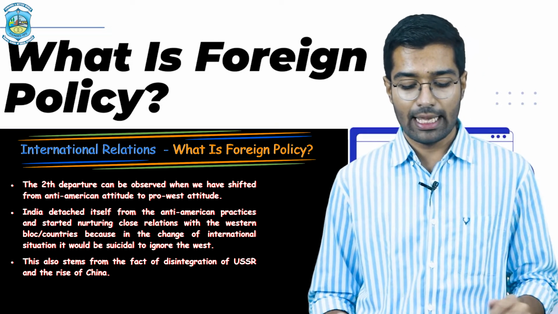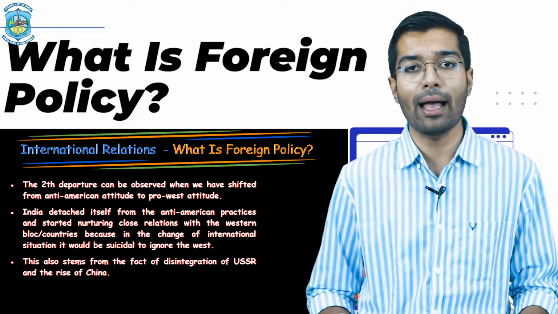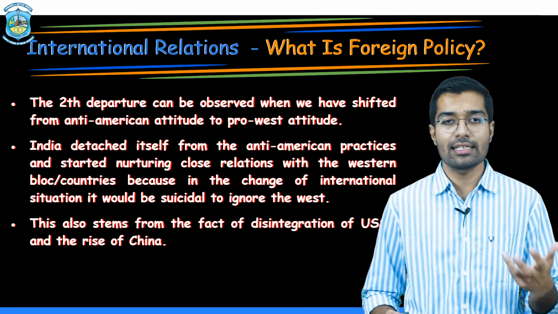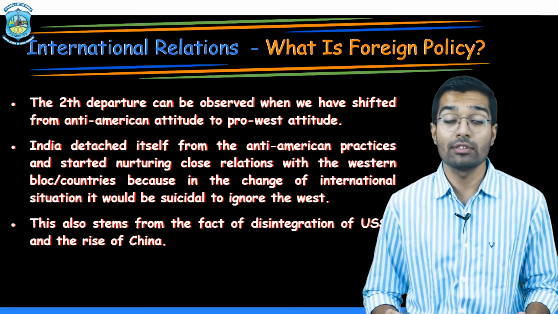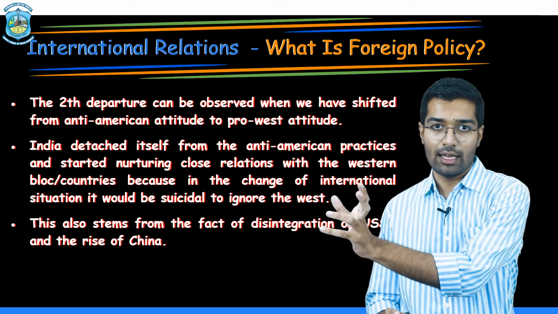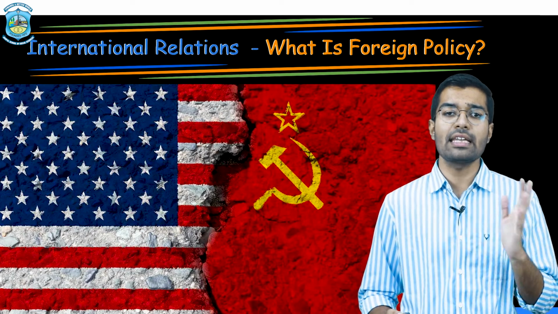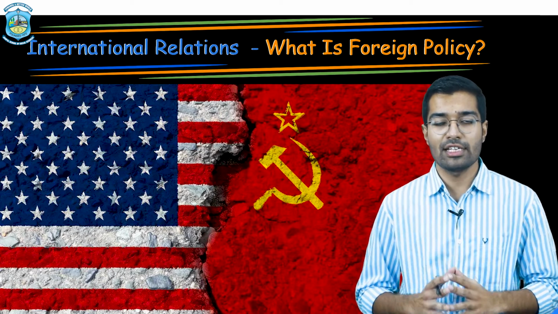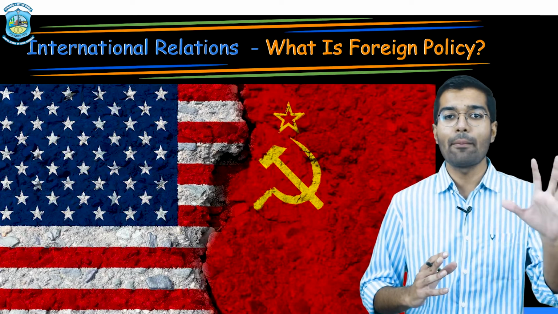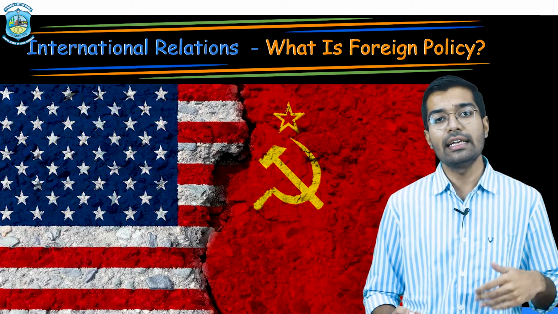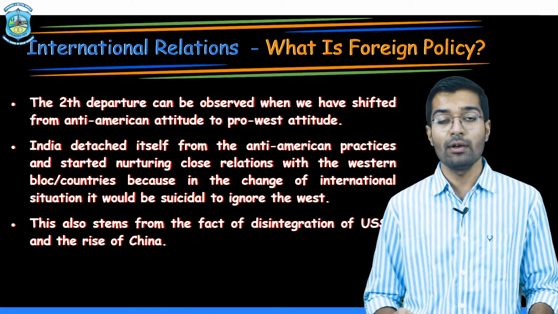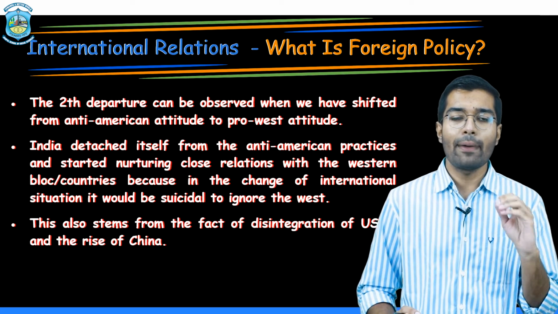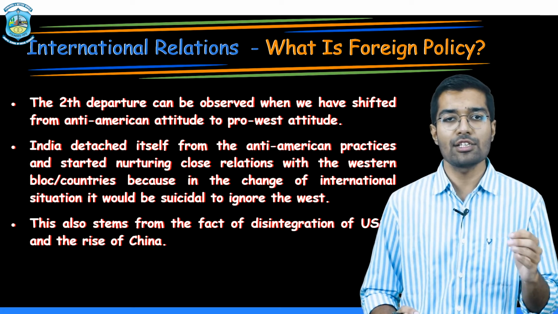The second departure can be observed when we shift from an anti-American attitude to a pro-Western attitude. In the 1950s and 1960s, we were having good relations with the USSR, the current Russia. At the same time, we were not having good relations with America. But in the 21st century, we are maintaining good relations with America as well as with Russia. As India was more inclined towards socialism, we were tilted towards the USSR more than America. Therefore, America also tried to maintain a distance from India.